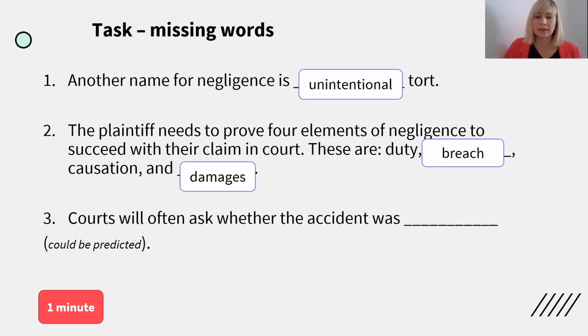The plaintiff needs to prove 4 elements of negligence to succeed with their claim in court. These are duty, breach, causation, and damages. And the last missing word is foreseeable. Courts will often ask whether the accident was foreseeable.